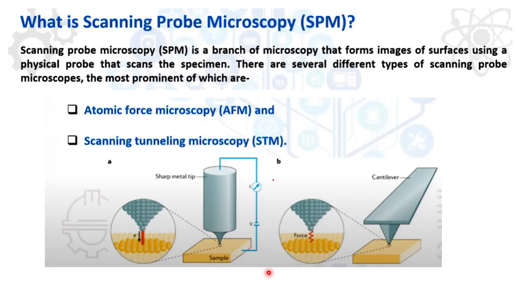So next we come to the electron microscope. Before that, first we will try to understand what scanning probe microscopy is. There are two special terms: one is scanning and the other is probe. It is a branch of microscopy that forms an image of a surface using a physical probe that scans the specimen, and there are several different types of scanning probe microscope, or SPM. First we will discuss AFM, the atomic force microscope, and then we will discuss STM, the tunneling microscope.